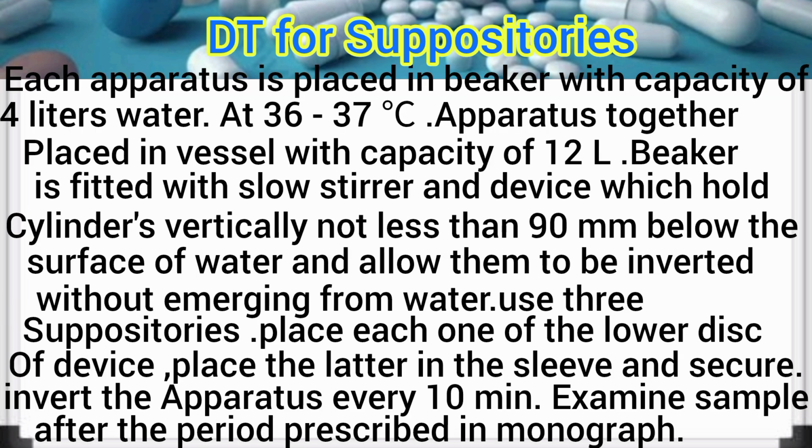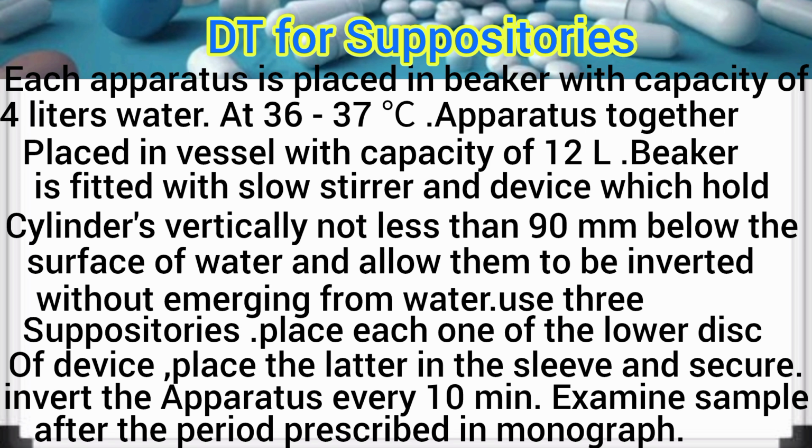DT for suppositories. Each apparatus is placed in a beaker with capacity of 4 liters of water at 36 to 37 degrees Celsius. Apparatus together placed in a vessel with capacity of 12 liters. Beaker is fitted with a slow stirrer and a device which holds cylinders vertically not less than 90 mm below the surface of water and allows them to be inverted without emerging from water.